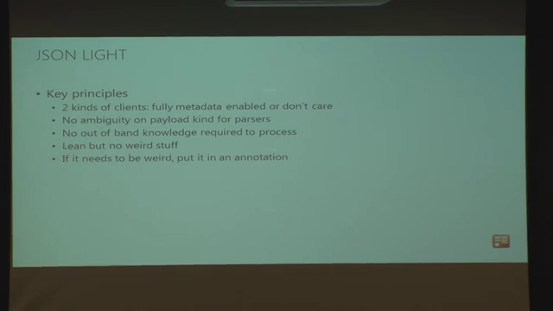The other one is no ambiguity. VTech and Clemens are sitting there parsing JSON, and these guys have these crazy questions all the time about how the heck do we parse this? We don't know what it is. So we want no ambiguity on the payloads. And then no out-of-band knowledge. This is a good kind of REST decoupling principle, where you don't want clients to be required to know about the server's model out-of-band. You want them in-band.